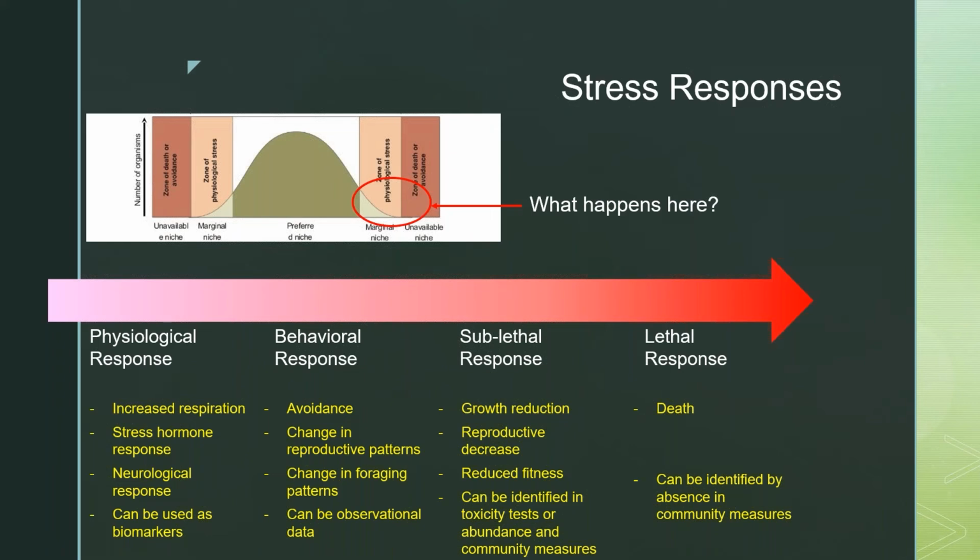Okay, and so at the far right, we've got the lethal response. The organism can't handle it anymore, it's beyond its tolerance level, and that organism dies. Okay, for community measure, that might be indicated by we don't find that organism here within the community.